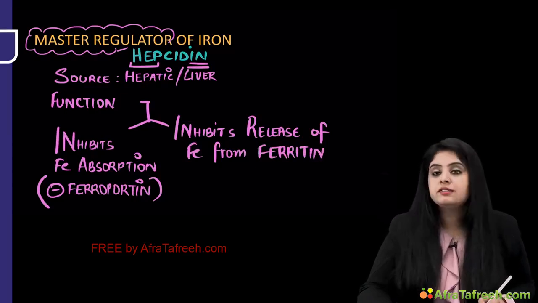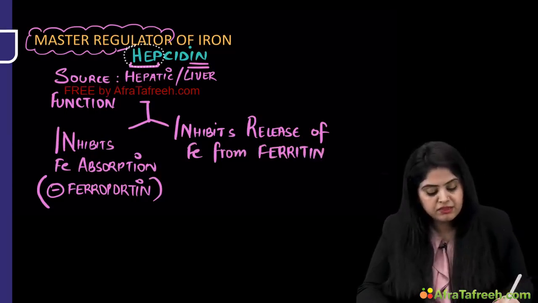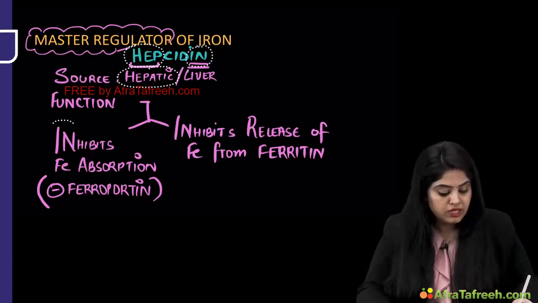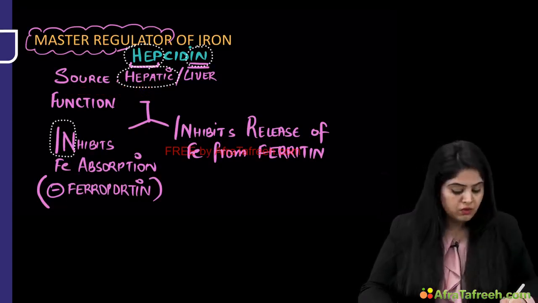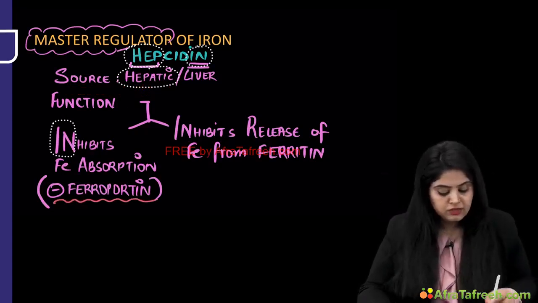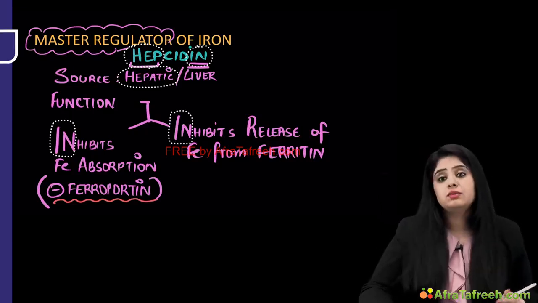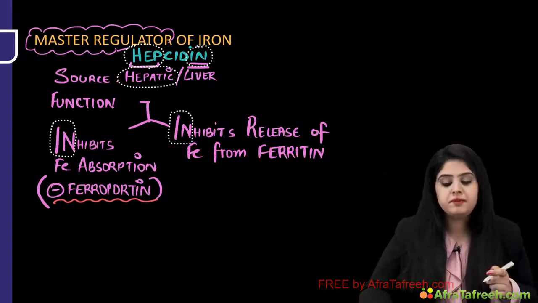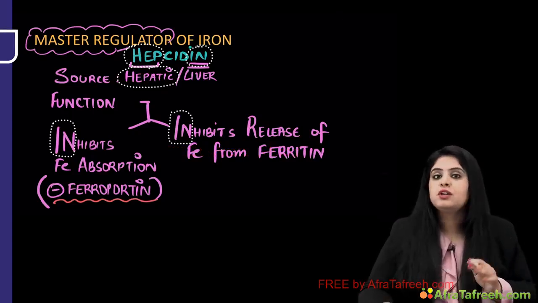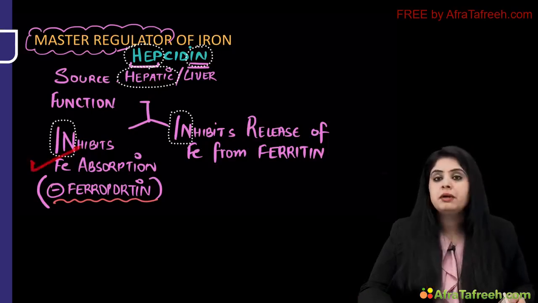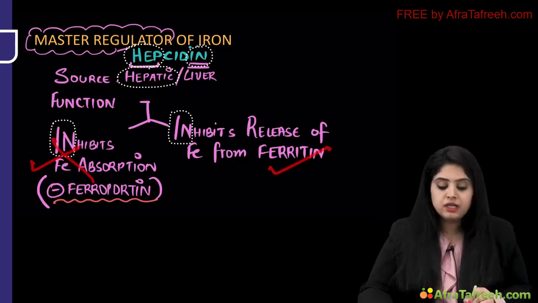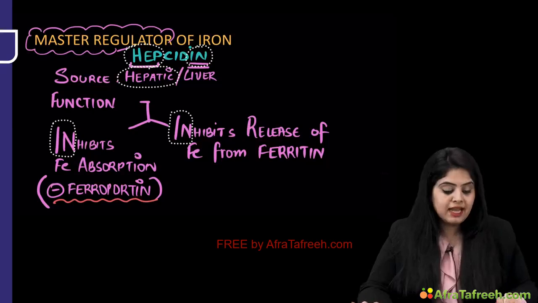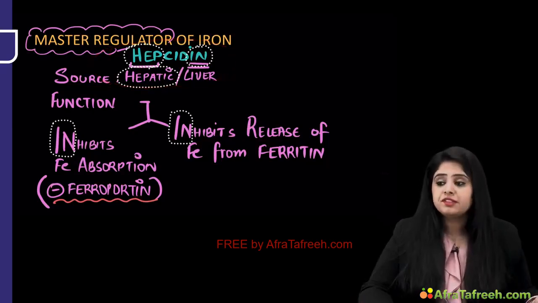Repeating once again, what does hepcidin do? Hepcidin, hep, means it's coming from hepatic, from the liver. It is going to inhibit the absorption of iron, by acting on ferroportin. Second, it is going to inhibit the release from the bank account also. You've heard a saying, water all around, but not a drop to drink. Same way, there is iron all around, but not a drop to use. There's iron in your food, but I cannot absorb it. There is iron in my bank account, but I cannot use it. And that is what hepcidin does for me. This is the master regulator.